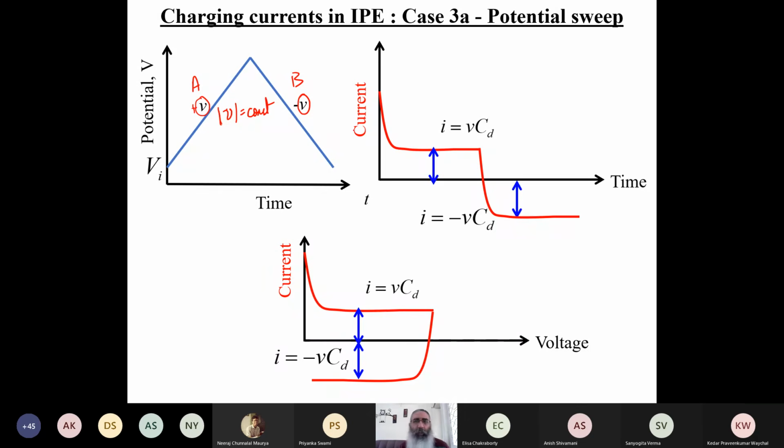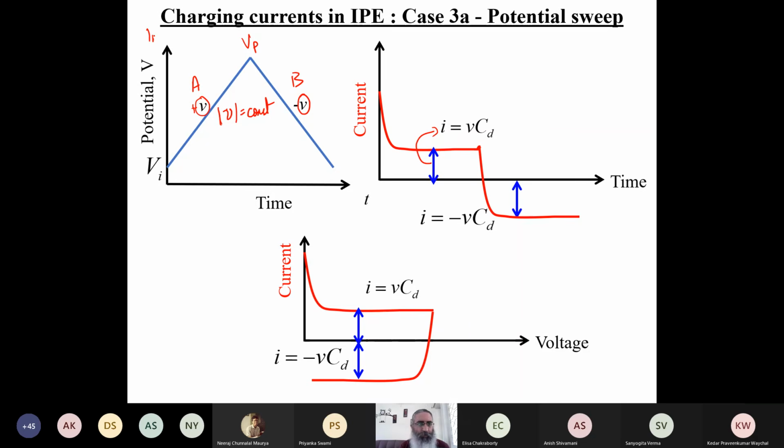Now let us look at the current response. We know what happens when you ramp it up. You start from a current value and then it decays and falls to the steady state value. This value is the steady state value given by I equal to nu CD. Now, immediately you are not given any time for the system to relax. Immediately as soon as you reach some peak value, the VP.